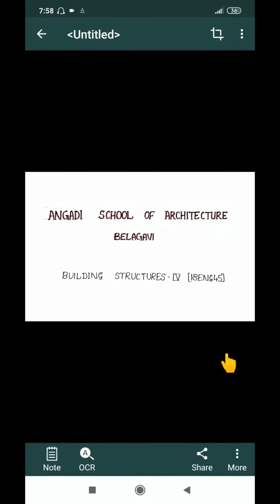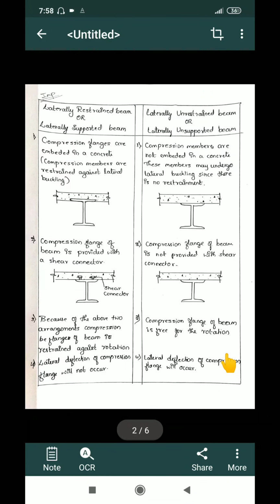This is the second session on steel beams, and in today's session we are going to learn about different types of beams based on lateral buckling, and also beam to beam connections and the different types of them.